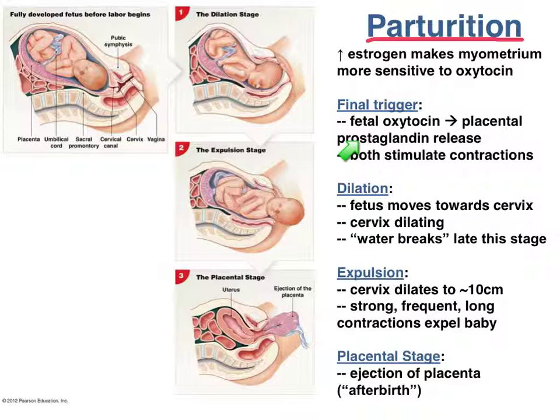prostaglandins, and the myometrium. Remember, the myometrium is the thick, powerful muscular layer that surrounds the uterus. Estrogen levels rise towards the end of pregnancy, and these rising estrogen levels make the myometrium more sensitive to oxytocin. This increased myometrial sensitivity is probably responsible for the false labor some women experience.